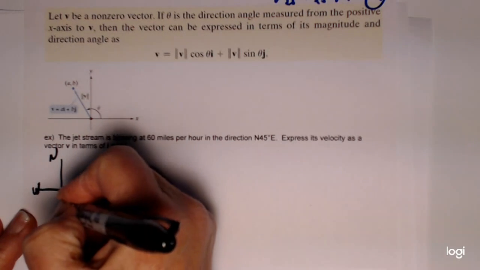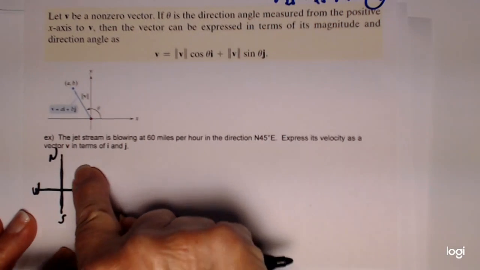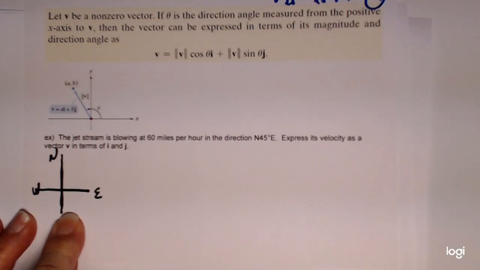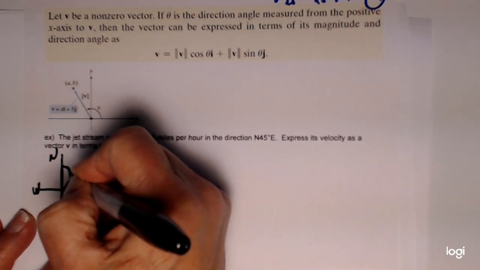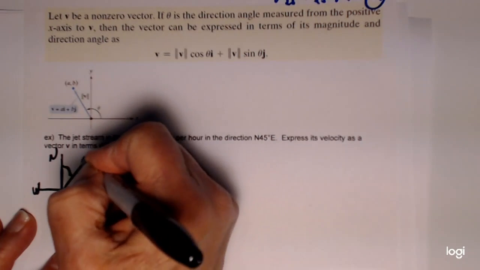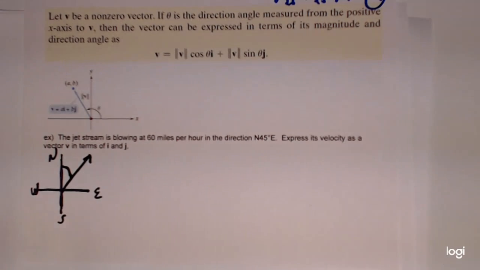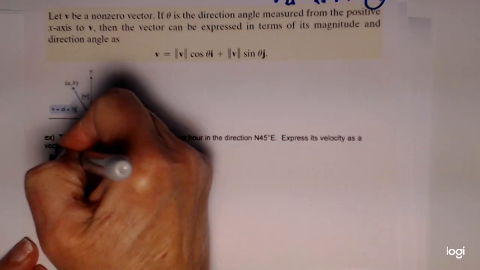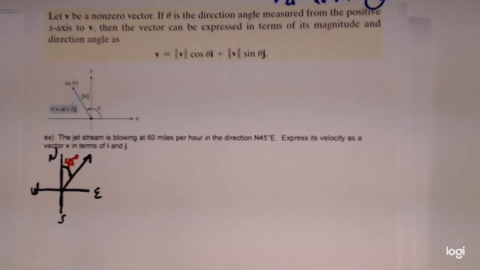The wind is blowing in the direction of 45 degrees northeast. Remember, with bearings, it's not starting from here, it's always from this north-south axis. So we're at 45 degrees, heading in that direction. There is our vector, and this angle here, we're told, is 45 degrees. There's our bearing, 45 degrees northeast.